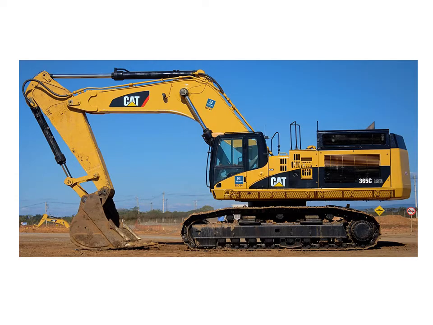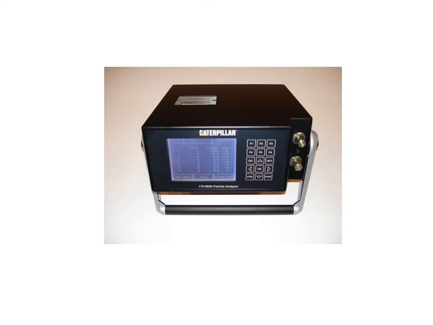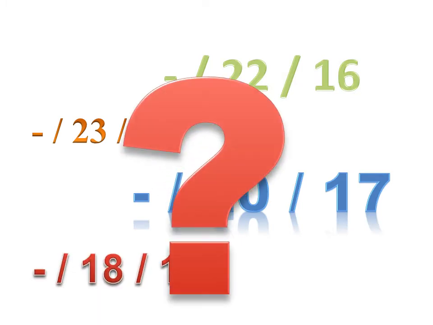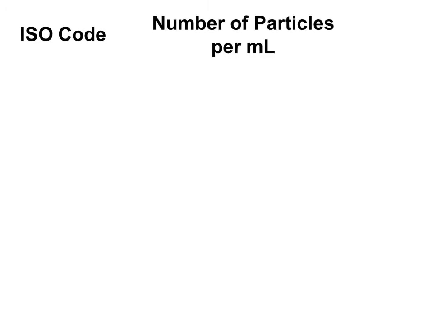We know that for our machines to be working well, we need good, clean fluids. And we know that particle counting is a good way of telling us how clean the fluid is. But what do the different ISO codes actually mean? The first thing to know is that the different numbers are a code that gives us a range for the particles that are in there.